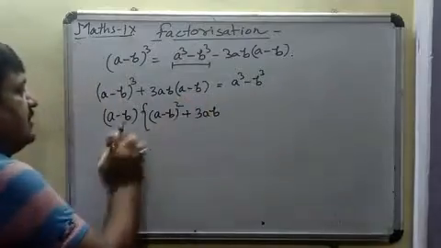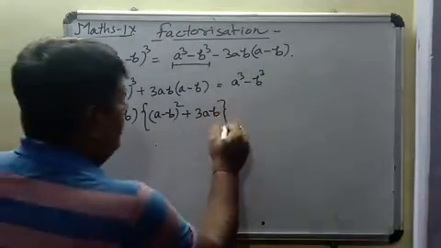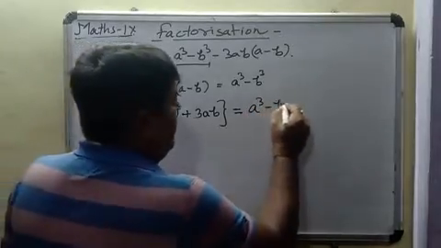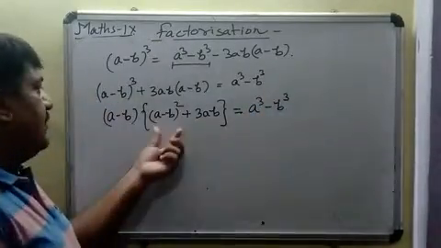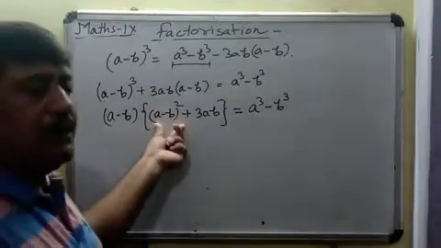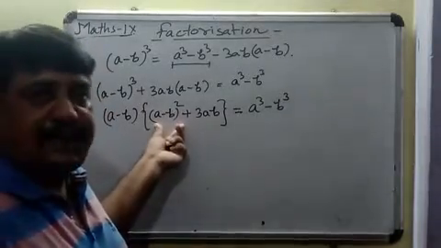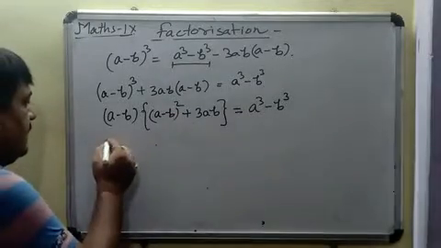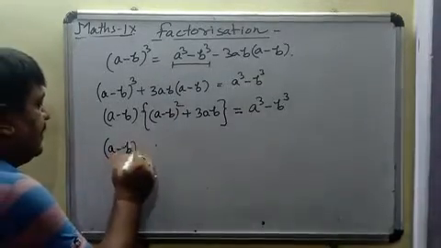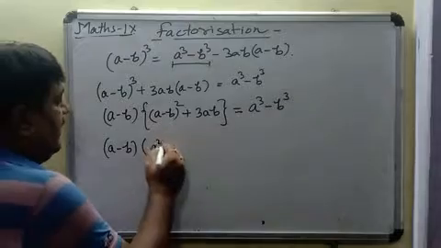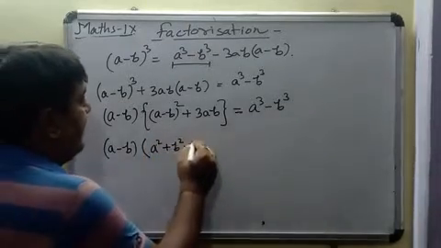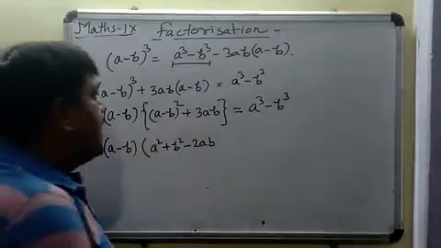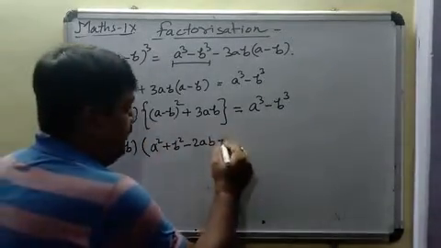And this a minus b has gone as common. So bracket close, and that will be equal to a cube minus b cube. We know the formula of a minus b whole square. We will be expanding it to a square plus b square minus 2ab. Then it will become, in the first bracket a minus b, and in the second bracket a square plus b square minus 2ab. This is the expansion of a minus b whole square, and plus 3ab.